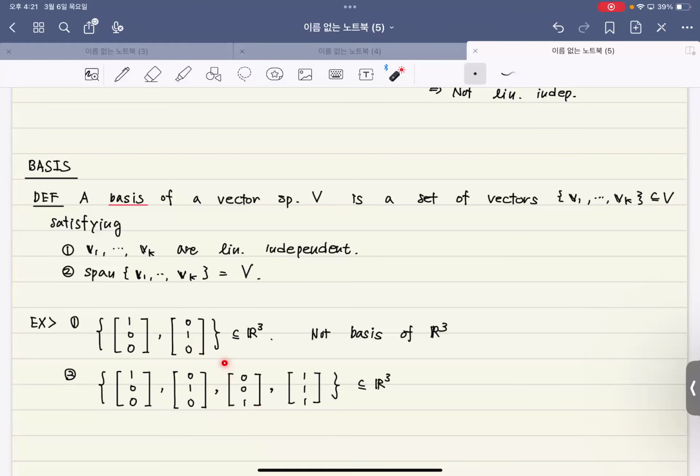Or if you like, you can get rid of this one, or that one, or that one. But if you're just getting rid of a single vector from these 4 vectors, then they're going to be a basis. So as you can see from this example, the choice of basis is not unique. For the same vector space, you and I can choose 2 different sets of basis vectors, but they are completely fine, right?